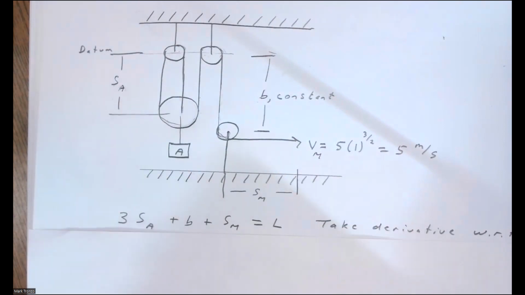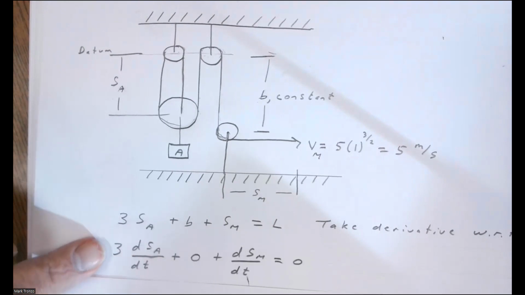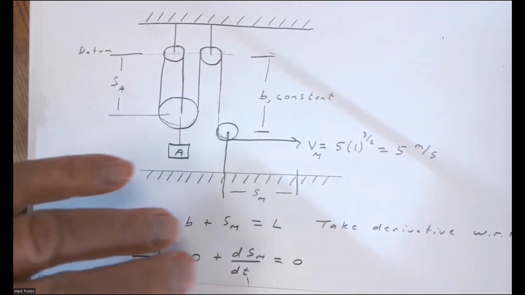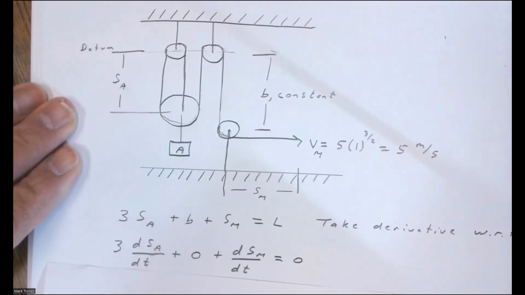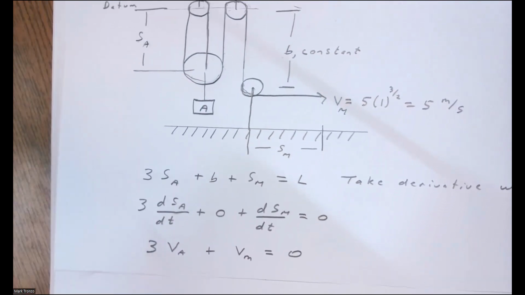So take the derivative with respect to time, and just take the derivative. Of course, since B was constant, that's going to be 0, and since the total length of the cable is constant, that's going to be 0. And of course, this is the velocity of A. This is the velocity of M. So we can replace those with that. And now we're just about done.